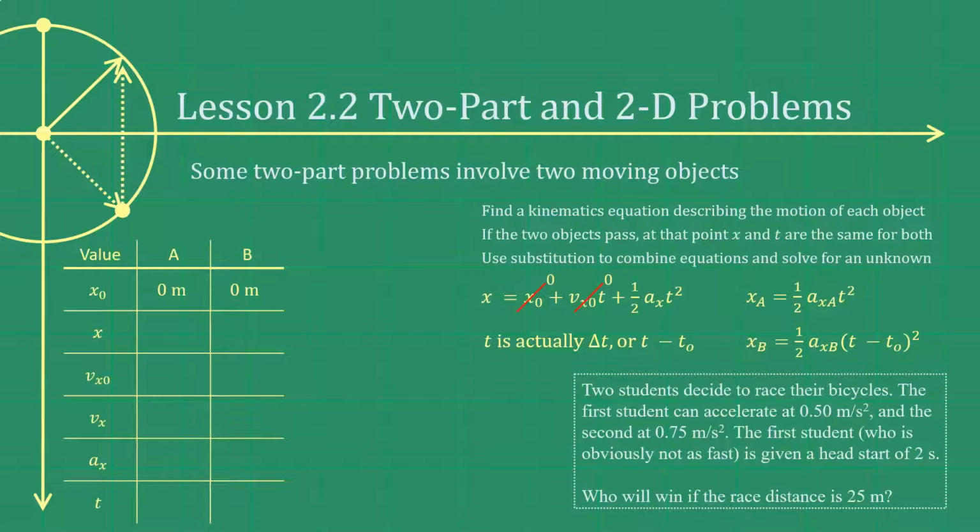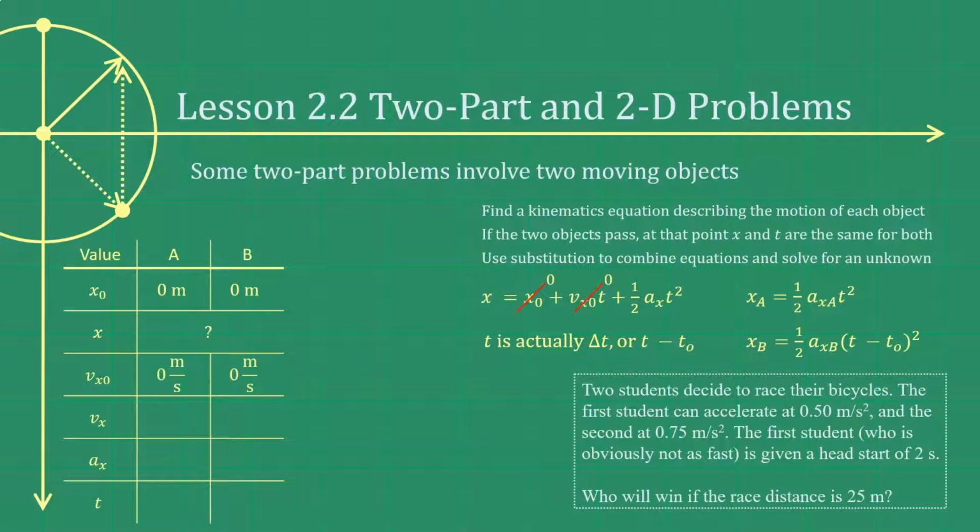The final position we do not know, but we know something about it. We know that the final position where the students pass one another has to be the same for both students. So I'm just going to note that it's the same value, but it's an unknown value. The original velocity for both students we talked about, we know that that's 0.